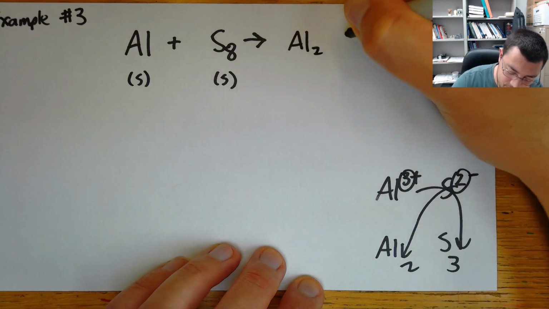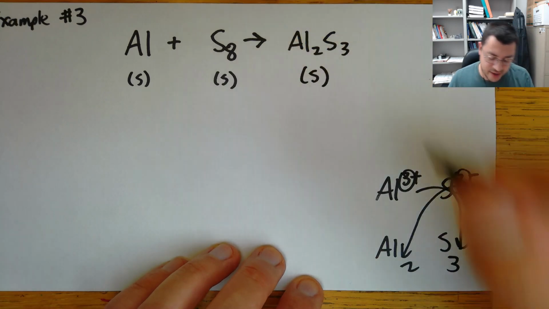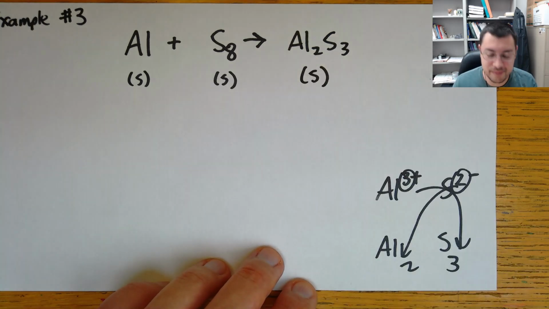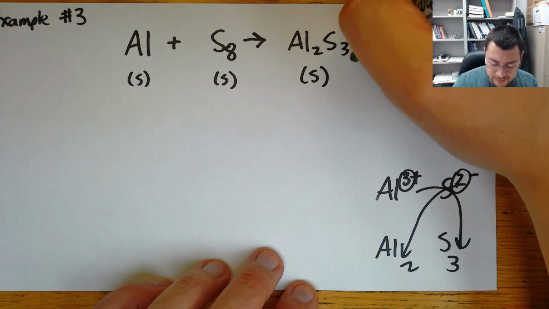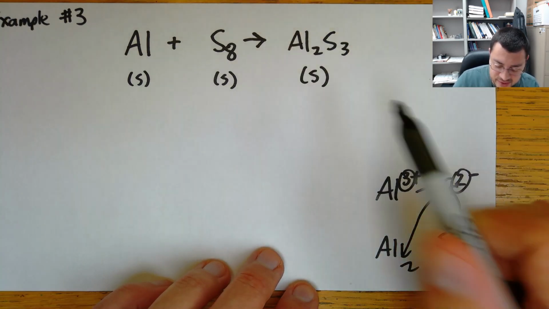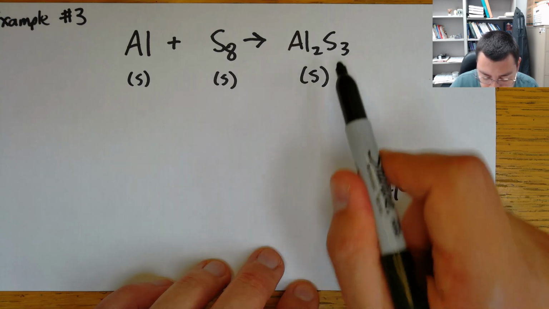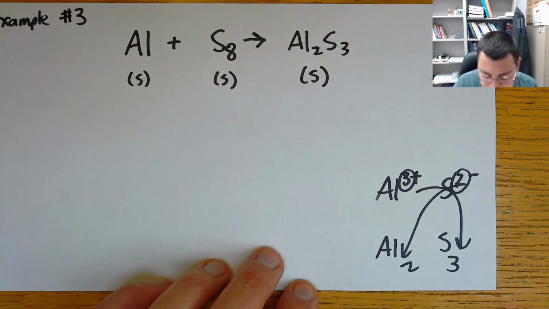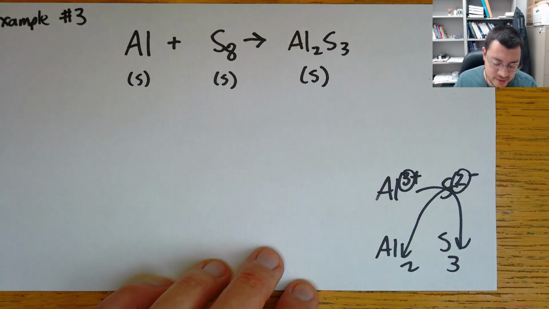Let's try to name that for some extra naming practice. It's aluminum sulfide. Sometimes it makes sense to start with the most complicated thing. We have 3 sulfurs here, 8 here. The only way I see this working is for them to get to a lowest common multiple.